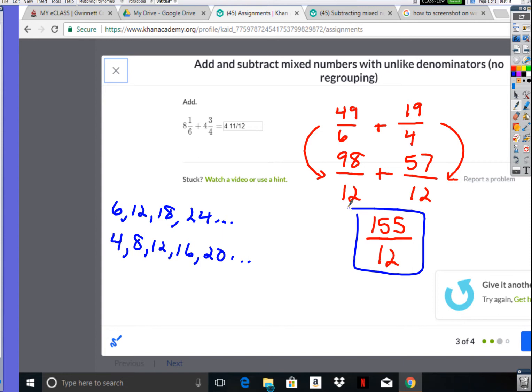It doesn't work. So what I would do if it were me, unless you tell me otherwise, I've worked with Khan Academy for a while, so I'm pretty sure that they'll accept it. What I would enter here is 155 slash 12.